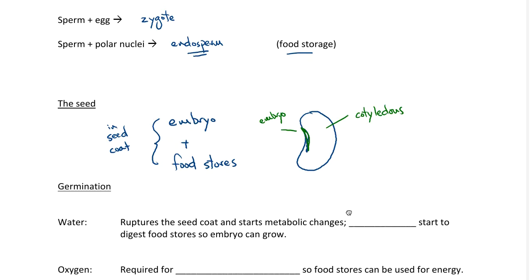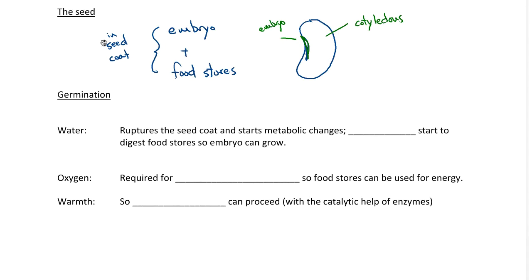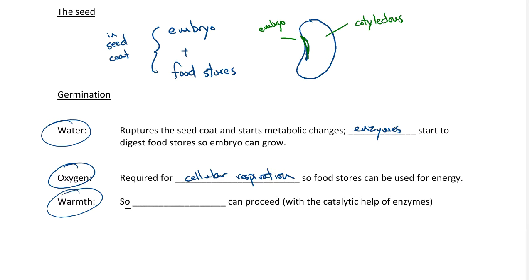Now, when conditions are right, the seed will germinate. Germination is the initial growth of a seed. And germination requires a few different things. First, it requires water. Water ruptures the seed coat and allows metabolic changes to happen. Enzymes start to digest the food stores, allowing the embryo to mobilize nutrition and grow. The next thing that's required is oxygen. Oxygen is required for cellular respiration in order to use those food stores for energy. And finally, warmth is required. Warmth is required so that chemical reactions can proceed. And again, those are being helped along by the catalytic action of enzymes.